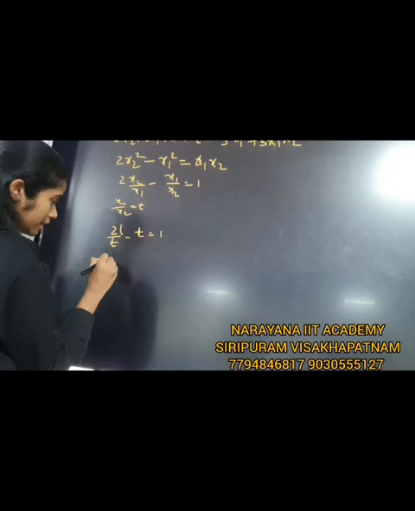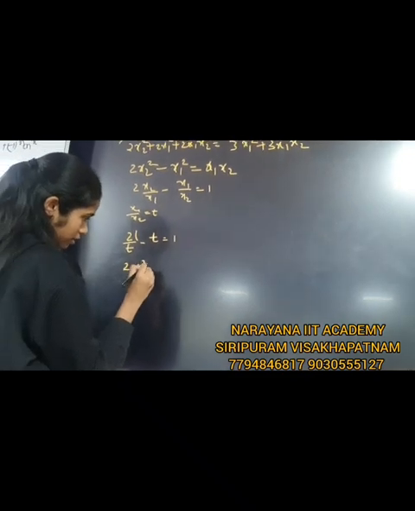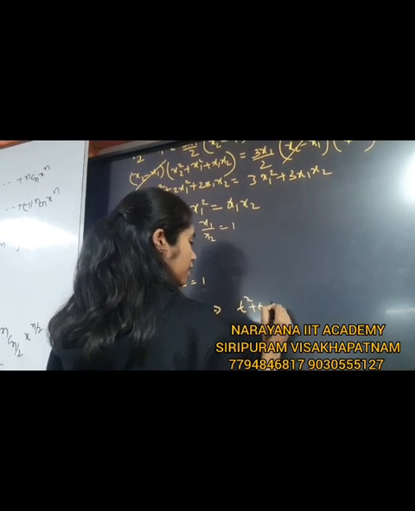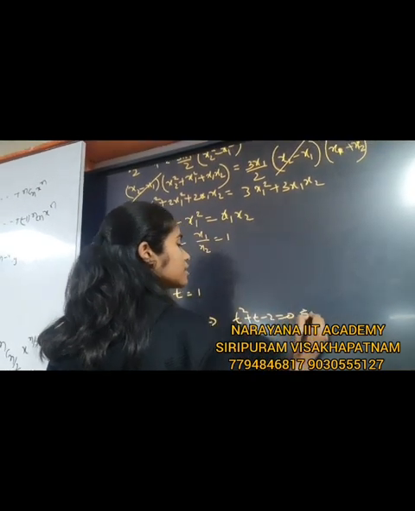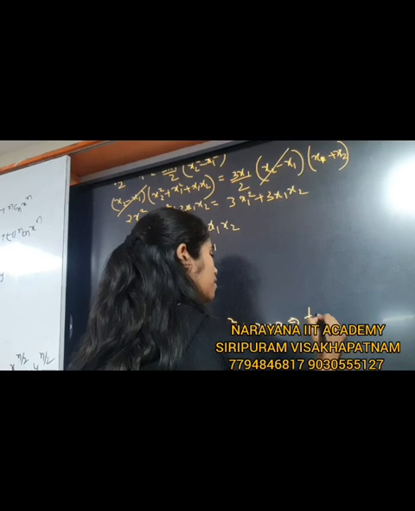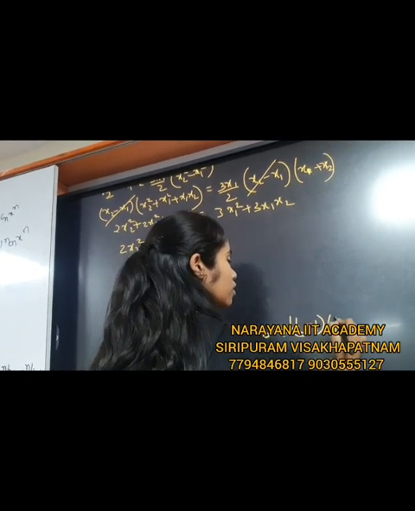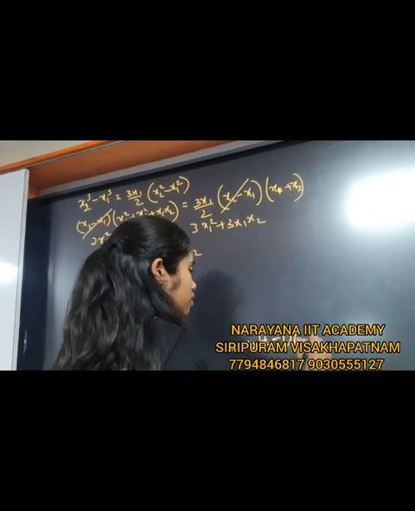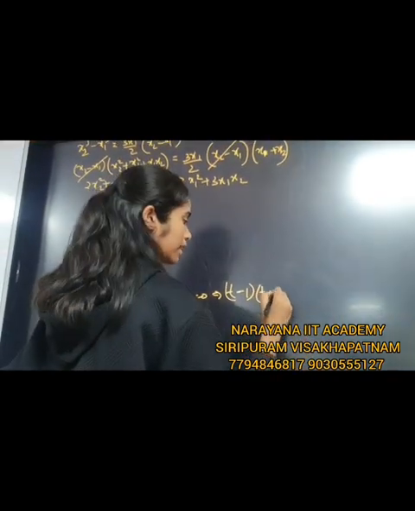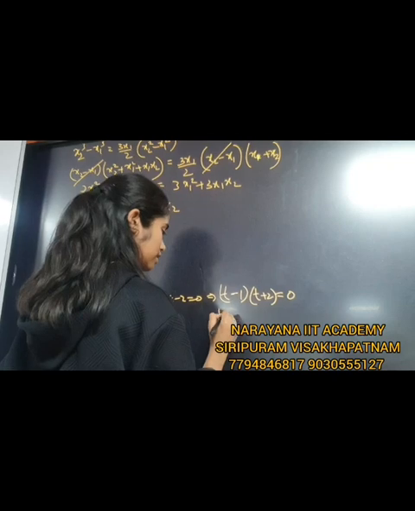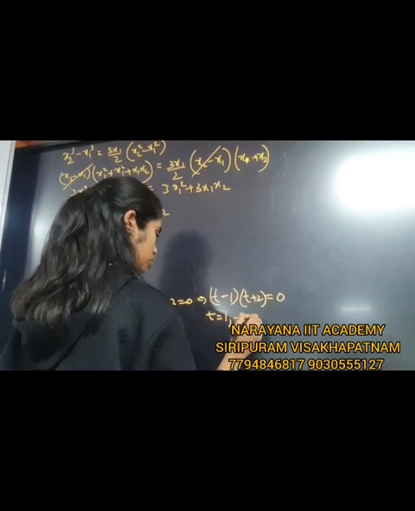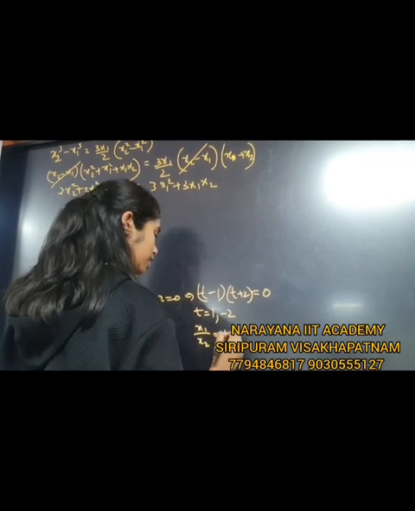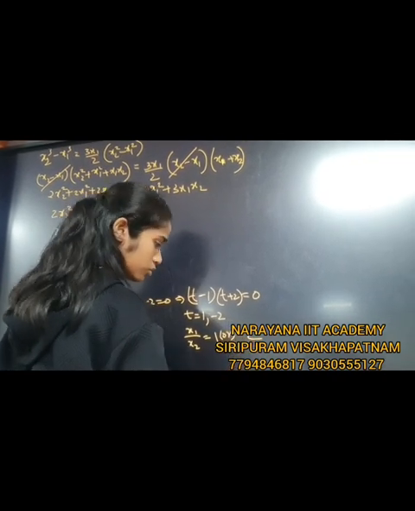Then this can be written as 2 minus t square equals t, that is t square plus t minus 2 equals 0. Then for this one the roots will be t minus 1 into t plus 2 equals 0, that is t equals 1 comma minus 2. Then x1 by x2 can be either 1 or minus 2.